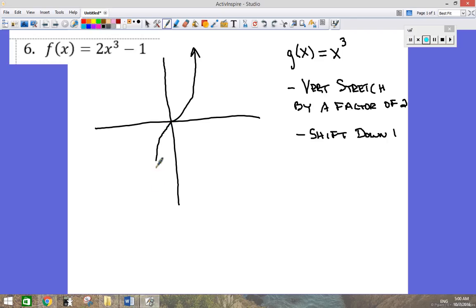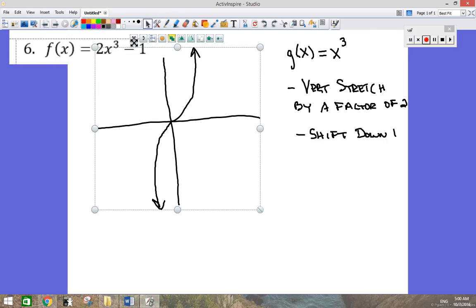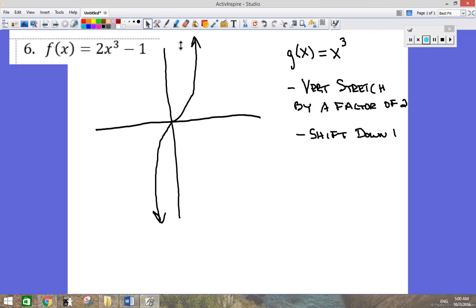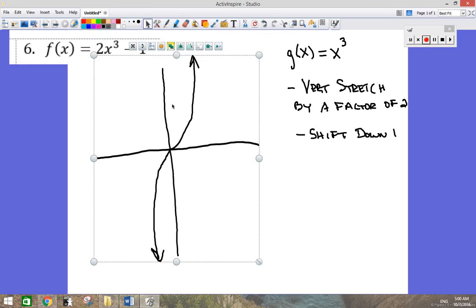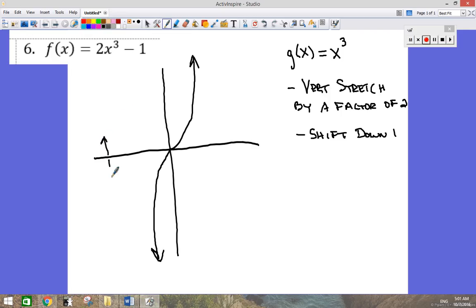It's an odd function. A vertical stretch by a factor of 2 is stretching the graph where the x coordinates are staying the same, but it's stretching the graph away from the x-axis. And then to shift this whole graph down 1 unit would just look like that. So clearly this initial relation is a function.